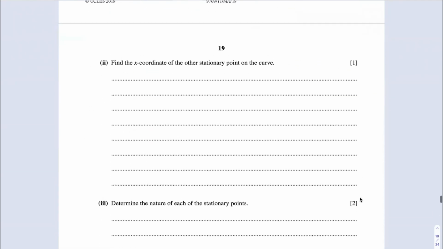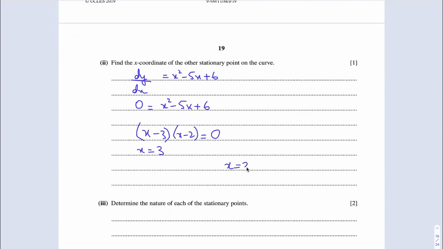In part 2, it is asking to find the x coordinate of the other stationary point. We know that dy/dx equals x squared minus 5x plus 6. For the stationary point, we put it equal to 0. Factorizing this, we get (x minus 3)(x minus 2) equals 0. As x equals 3 was already given, the other coordinate will be x equals 2.